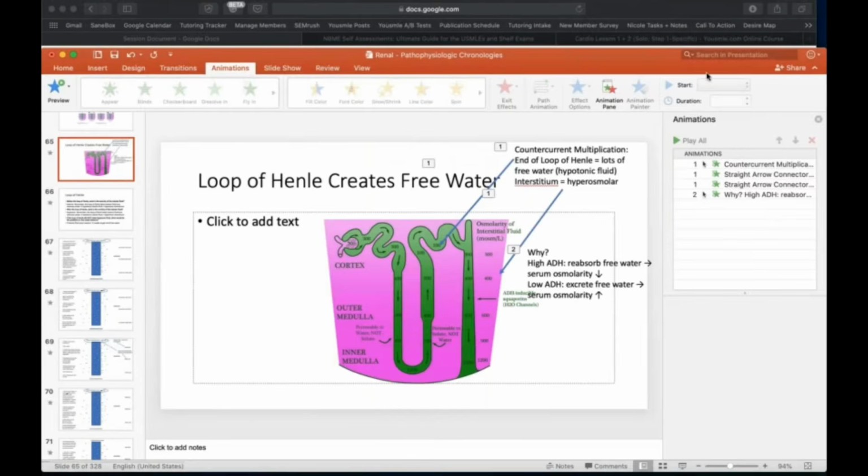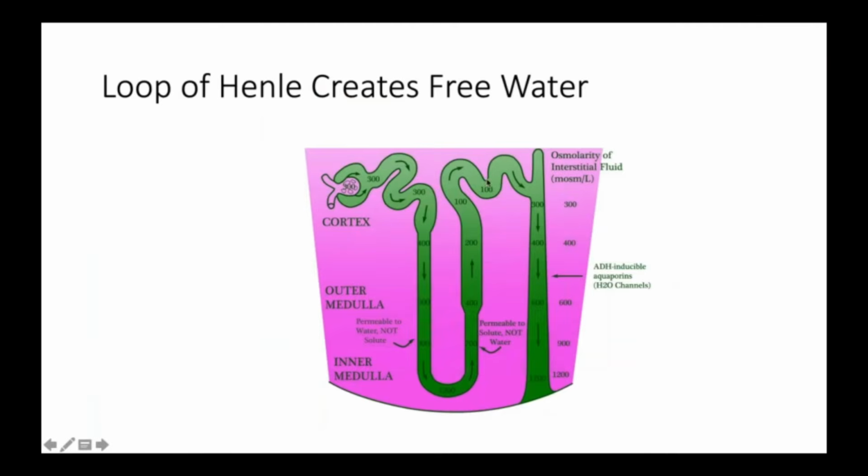Remember, this is the whole point of what I'm driving at, right? So this is explaining what happens if ADH is high. But forget this number here. Basically the fluid, by the time it's getting to the collecting tubules, is hypotonic. There's a lot of free water here.